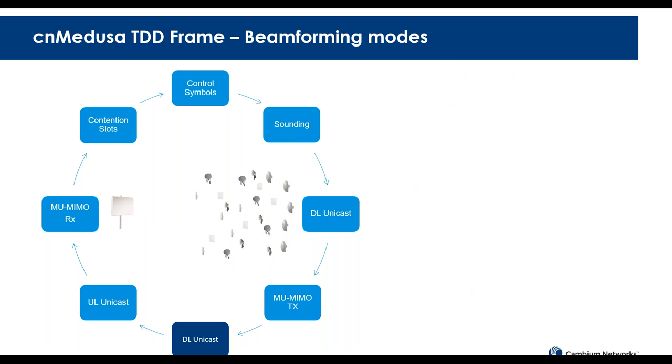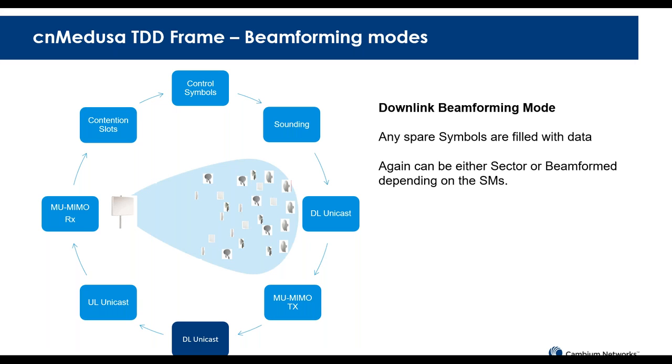If the MU MIMO group that we formed did not use all the symbols in the downlink direction, and there are any symbols left, then these symbols are not left unused. Obviously, we want to use all the resources, and they are used in a unicast mode again. So like before, we can use either sector mode or beamforming mode, depending on which subscriber we are communicating with. The subscribers that did not provide channel state information are communicated to in sector mode, and the subscribers that did provide the channel state information are communicated with in beamforming.